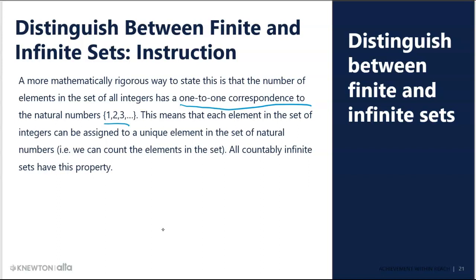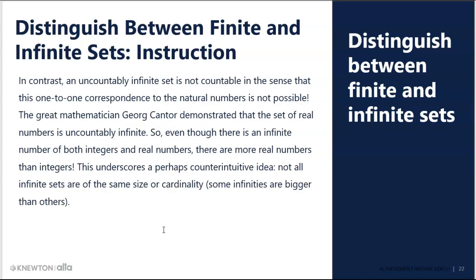But right now, I just want you to understand that finite means you can count how many things there are. Infinite means it never ends. So uncountably infinite can't be done with this one-to-one correspondence.